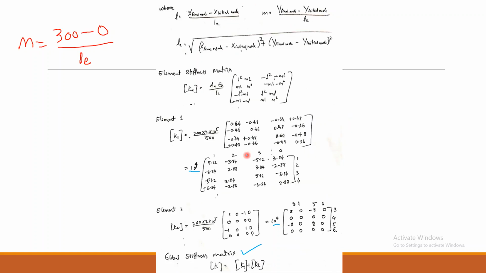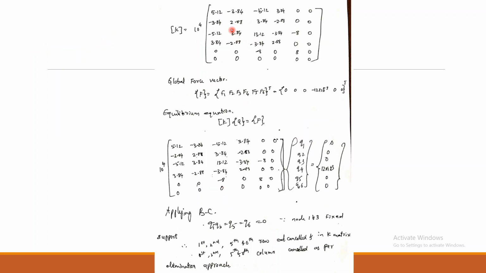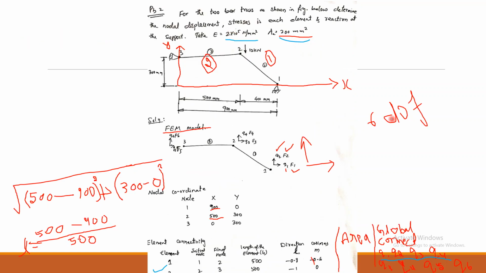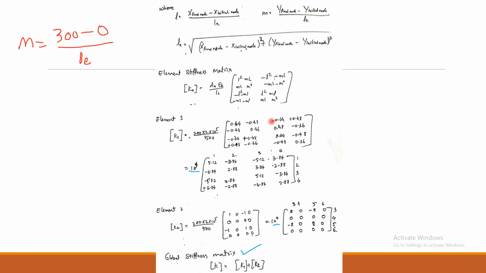How will you do that? Let us go one by one. The global stiffness matrix is of the size 6 cross 6. Why is it 6 cross 6? Because we are having 6 degrees of freedom. Since we are having 6 degrees of freedom, the size will be 1, 2, 3, 4, 5, 6 in rows, and in the same way, 1, 2, 3, 4, 5, 6 in columns.